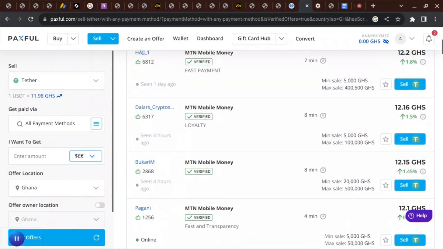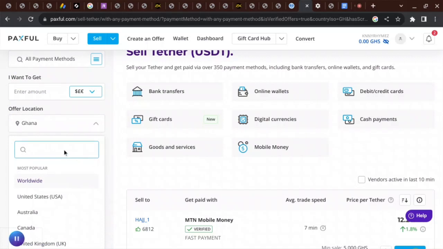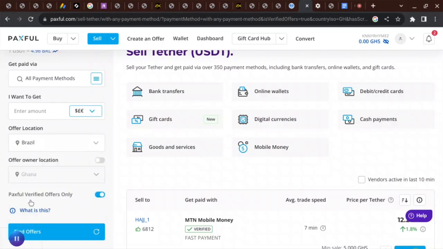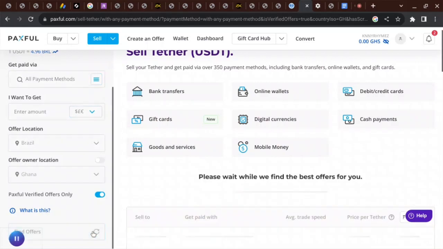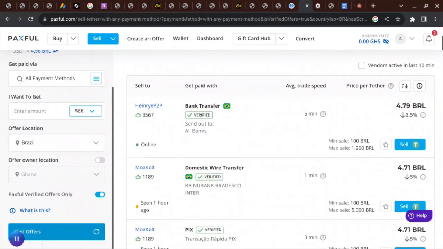Before I go to this place, let me show you something. You can choose to, let's say, trade with people from USA or people from Thailand. Right now, Thailand, their rate is very cool. Or people from, let's say, South America, their rate is very cool. You go to offer location and choose, let's say, Brazil. So when you see here, it will change. Let's say find offers, and it will find offers for you. So right now, this offer is from Brazil.